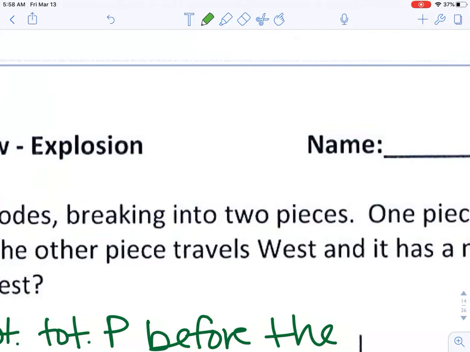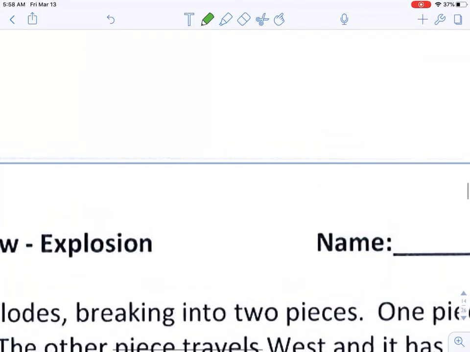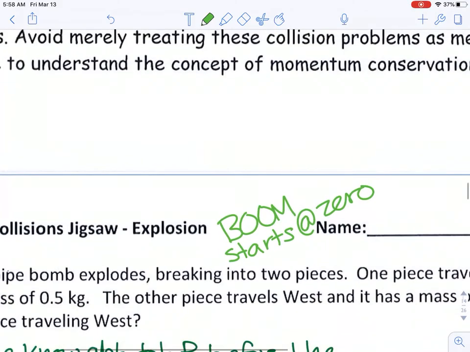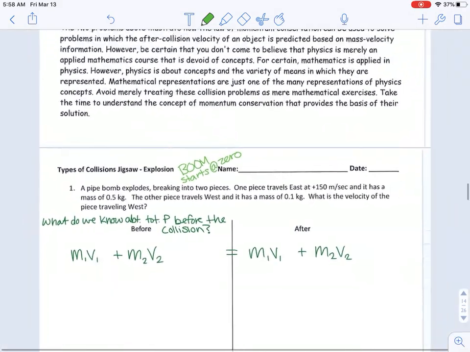All right, hopefully you've got your word there. I'm going to share my word with you in case you were struggling to come up with one. My definition for these is boom and starts at 0. So those are my 2 words.